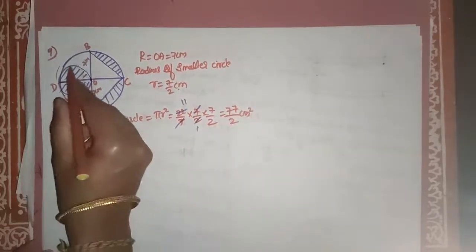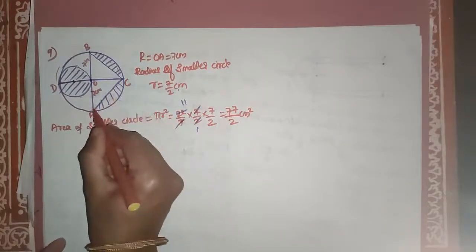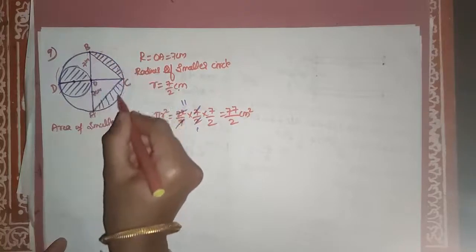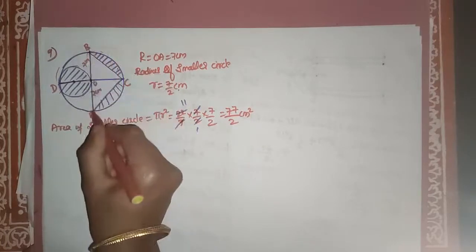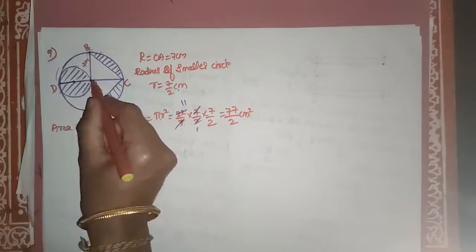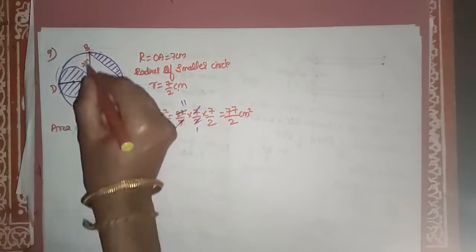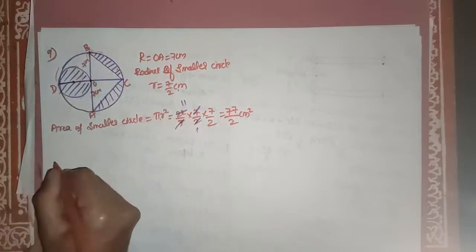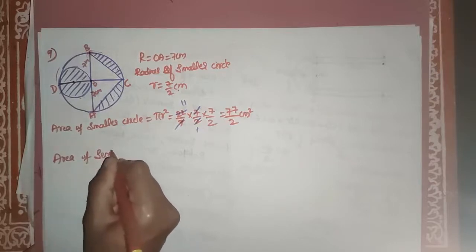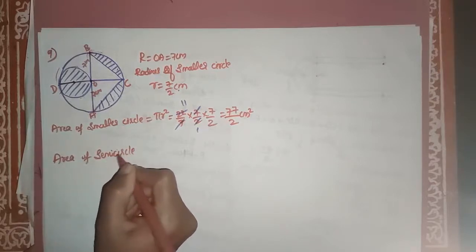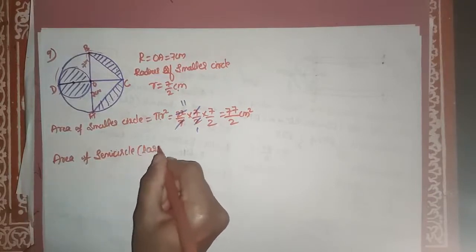So we have this shaded region. Now we need to find out this shaded region. So here we have this semicircle. When in the semicircle we remove this triangle, we will get the area of the shaded region. So first we will find out the area of the semicircle, this is the larger circle here.